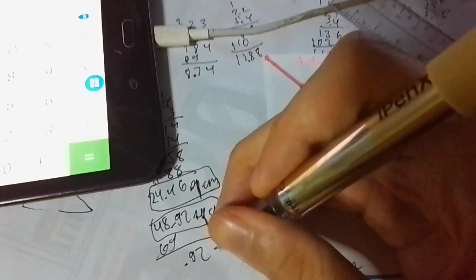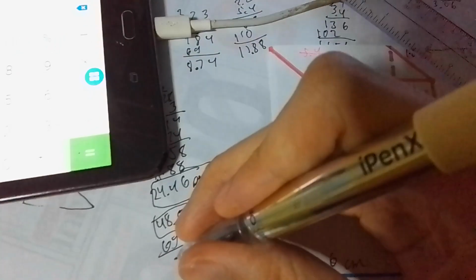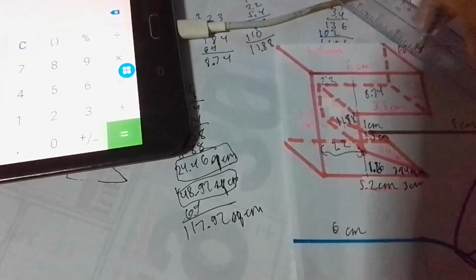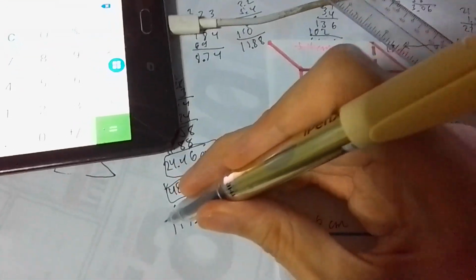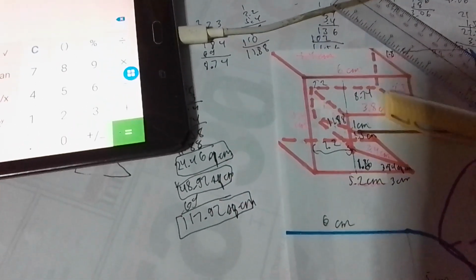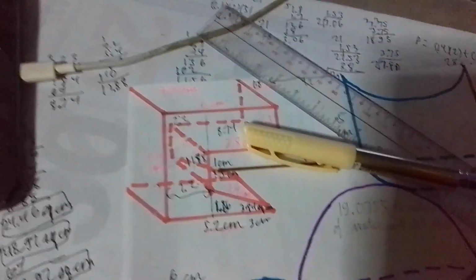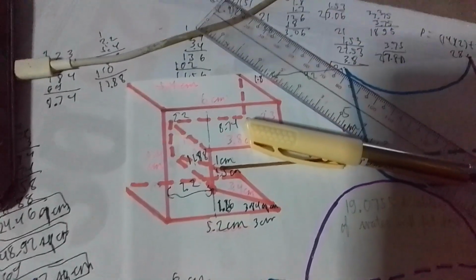So therefore, it's 48.92 plus 69. And we should get a total surface area of 117.92 square centimeters. And now our problem is done. Thank the Lord. Now for volume, I'll save that in another video. You wait for that na lang.